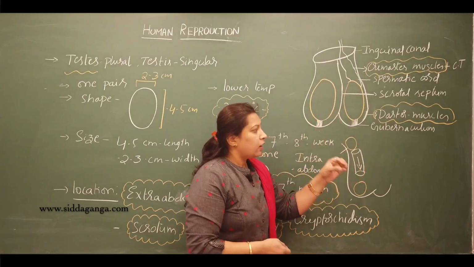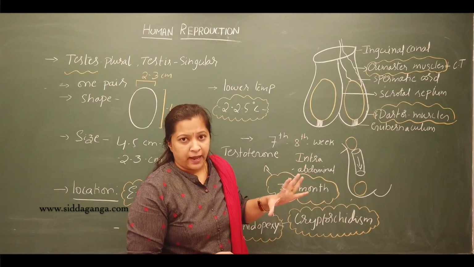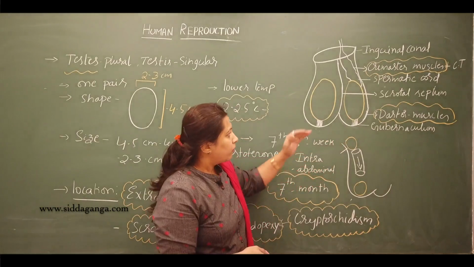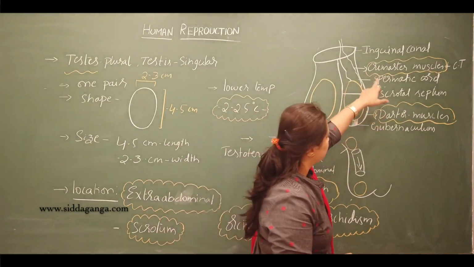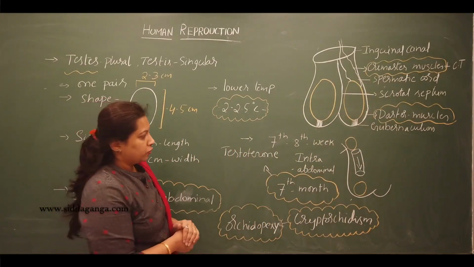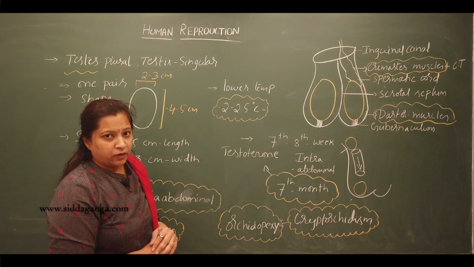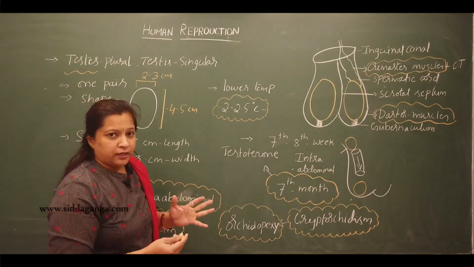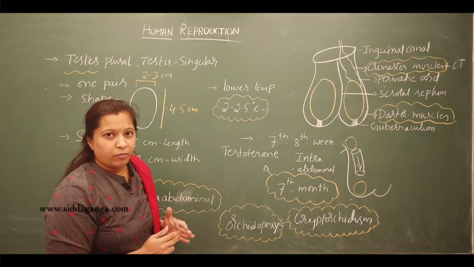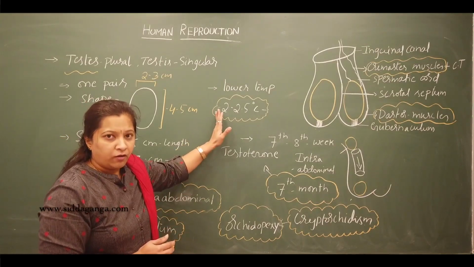Whenever the outside temperature is high, these muscles will relax, so that the testes will move away from the abdomen. So the contraction and the relaxation of these two muscles will help in maintaining the low temperature. Thereby the scrotum will regulate the temperature of the testis. It will keep the temperature always 2 to 2.5 degrees Celsius below the body temperature. So this is the favorable temperature for the production of sperms.